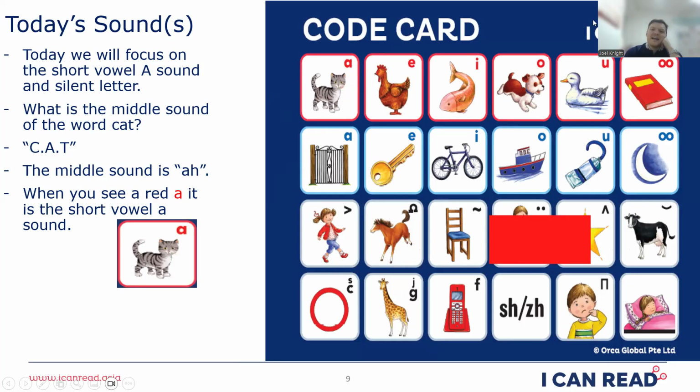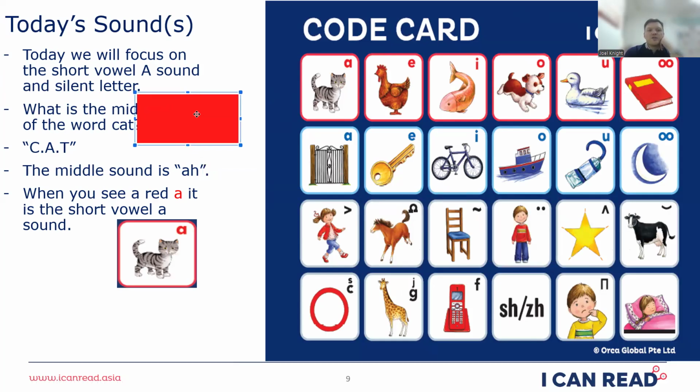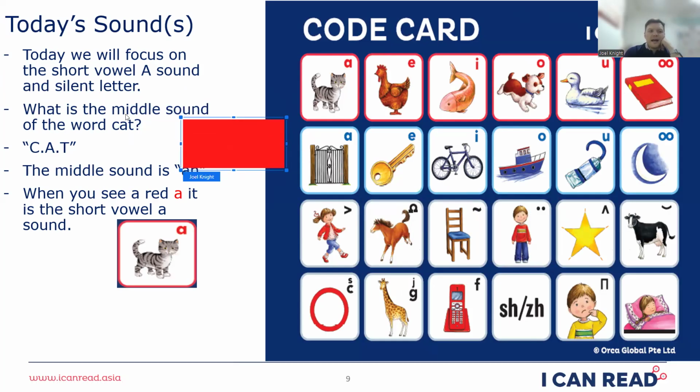So you can see here, this is the basis of how we teach students to read. We have the individual sounds. We have short vowel A, E, I, O, U, and a short vowel U sound. So basically, we teach kids, okay, what is this? It's a cat. What's the middle sound of cat? Ah. Okay, when you see a red A, it is an ah sound.